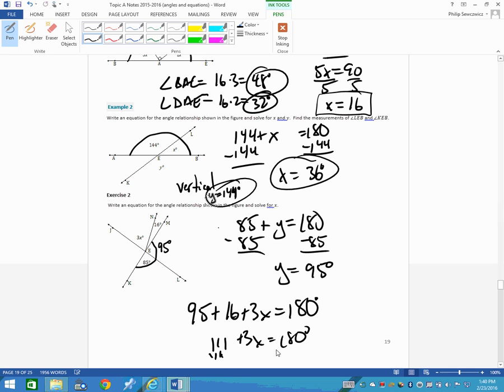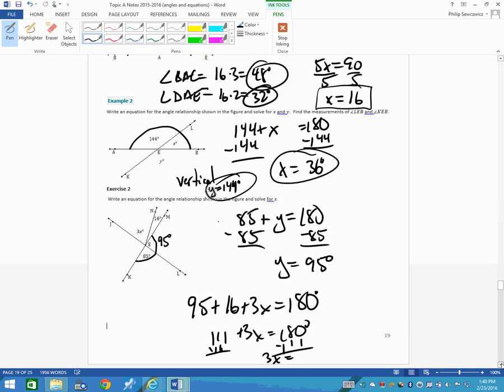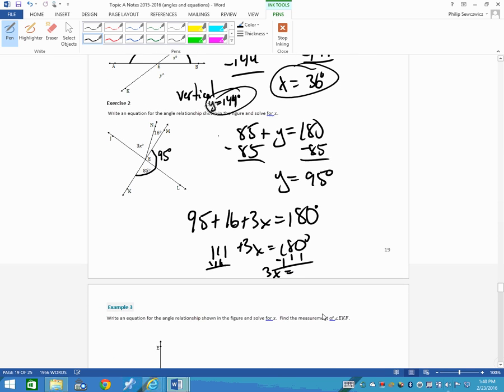Subtract my 111. All right, and I'm going to get 3x equals, and I'm running out of space here, so I'm just going to slide it down a little bit. 3x equals 69. And then we can divide both sides by 3. And you do get x equals 23. So that definitely ends up working there.